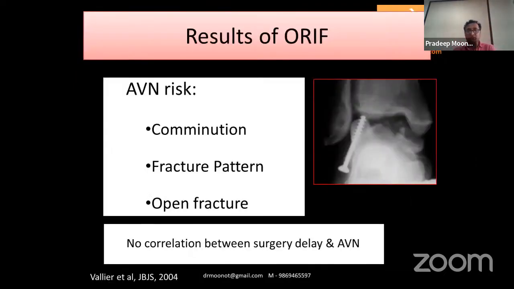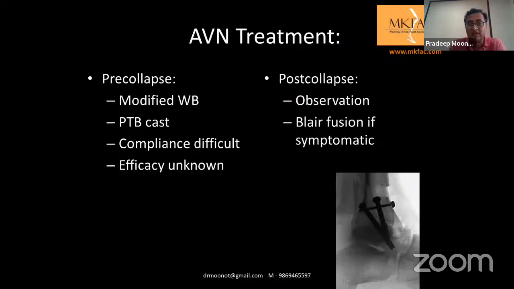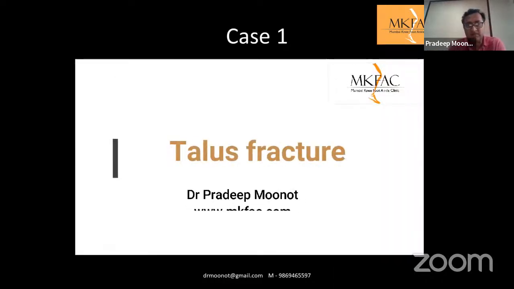Results of open reduction and internal fixation are good, but there's always a risk of AVN, especially if there's a comminuted fracture pattern and an open fracture. As I already mentioned, there is no correlation between surgery delay and AVN. If there is AVN, you need to wait and watch, and protect them. You can wait in a walker boot, but if there is a collapse, again, you do not need to go immediately, but later on you may require a fusion. So let's start with the case. This is a case of a talus fracture.